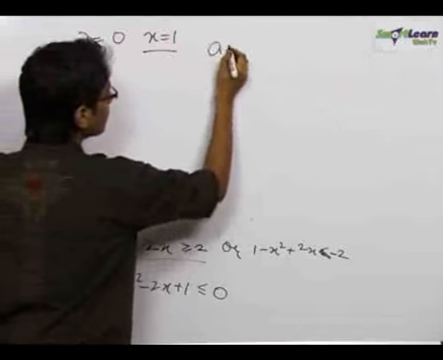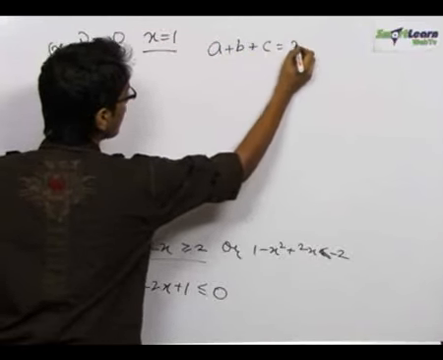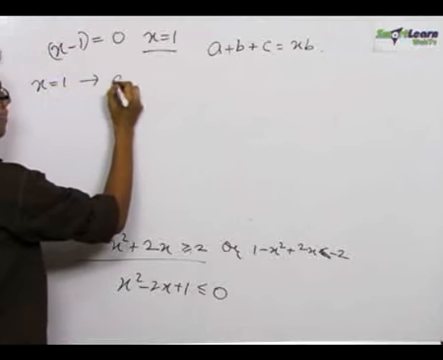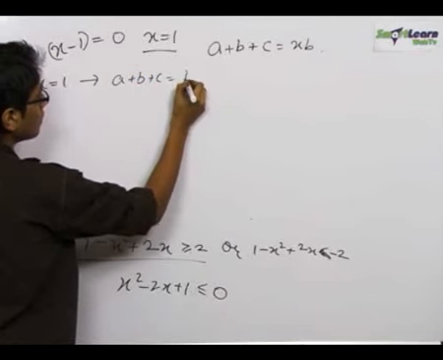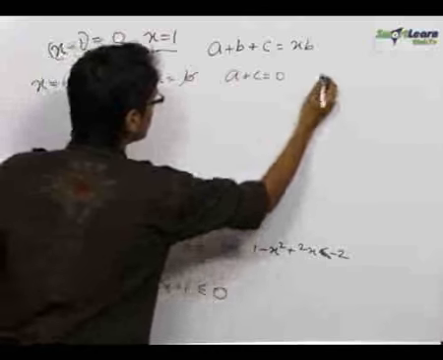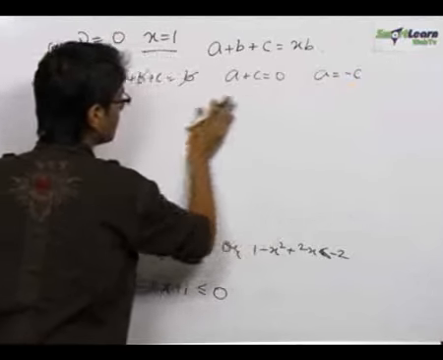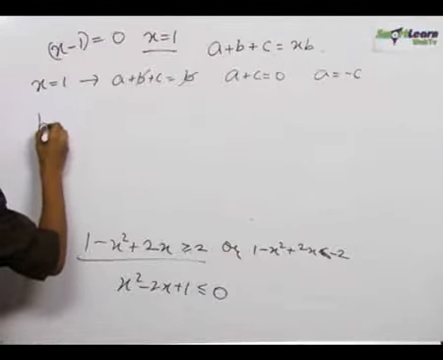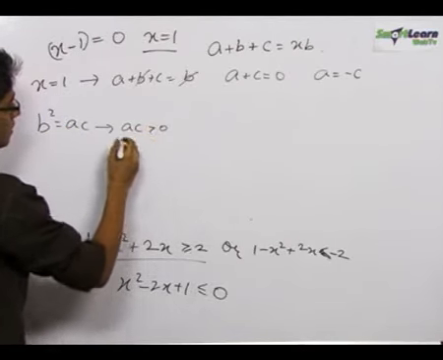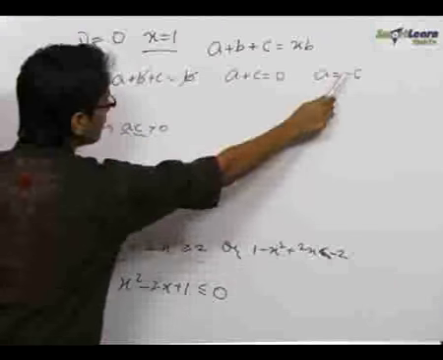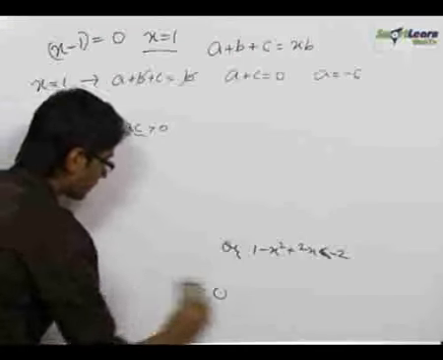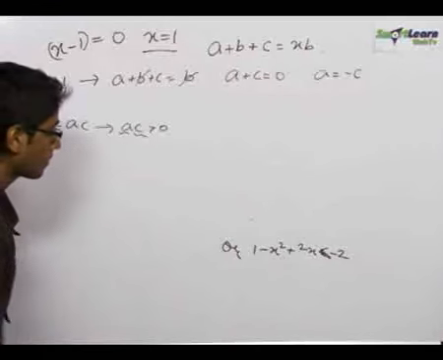But we know that a plus b plus c is equal to x times b. x equals 1 means a plus b plus c equals b, which gives a plus c equals 0, or a equals minus c, which is totally rubbish because b square equals ac gives ac is positive, hence a and c should have the same sign, and here it is given that a equals minus c, so this is totally rubbish. So x cannot be equal to 1.